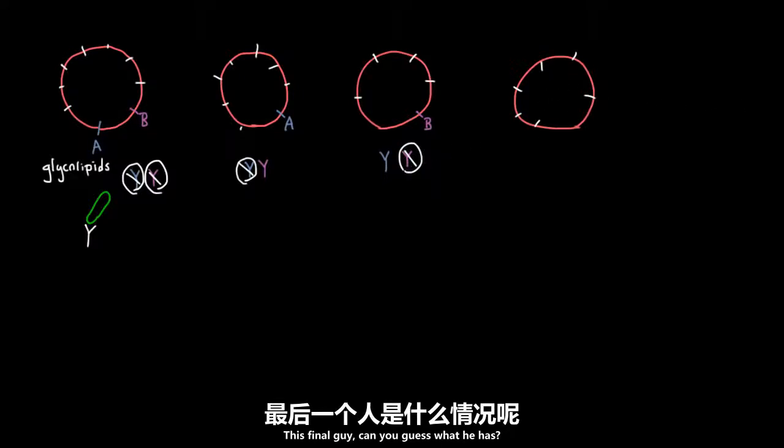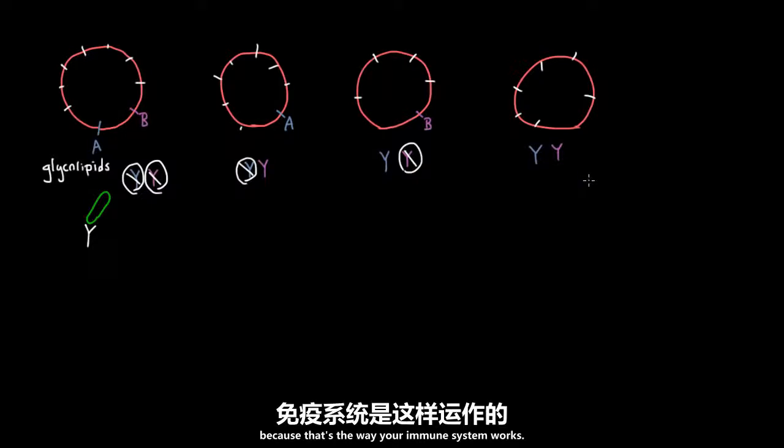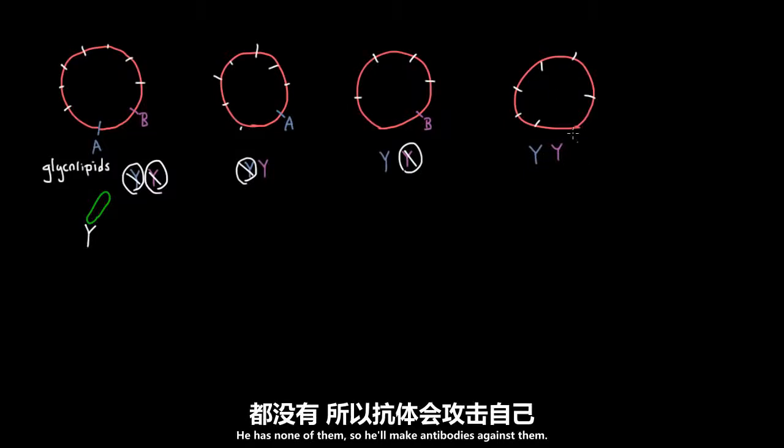Whereas this final guy, can you guess what he has? So he can actually have both A and B antibodies. And he actually will have both because that's the way your immune system works. It makes antibodies against pretty much anything that is not you, that is not yourself. And A and B molecules are not part of this guy. He has none of them, so he'll make antibodies against them.